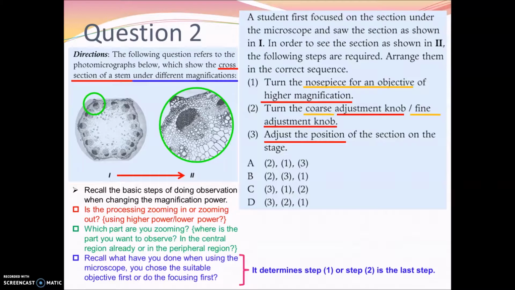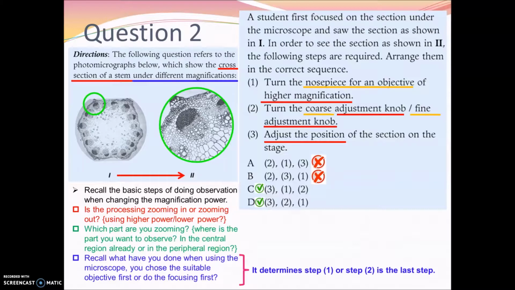So for this question, we must ensure that either answer C or answer D is the answer, but A and B must be wrong, because the first step we need to do should be to adjust the position of the section on the stage and make sure that when we are zooming in, we can still find it. But the question is, C or D, which one is the answer?